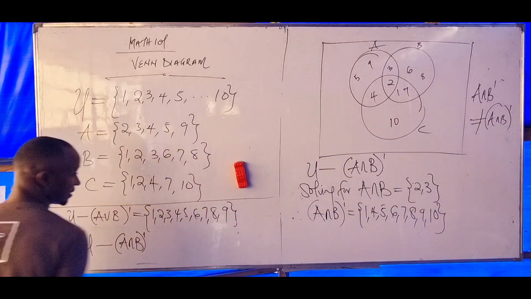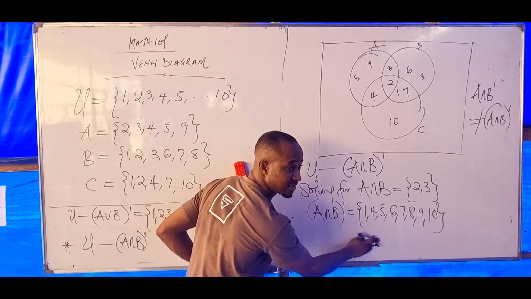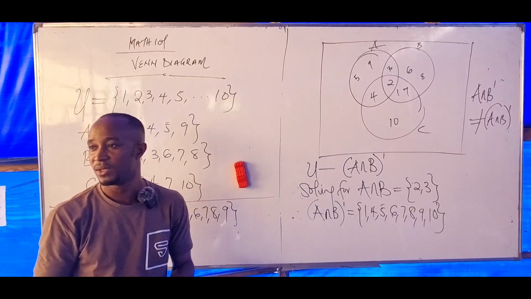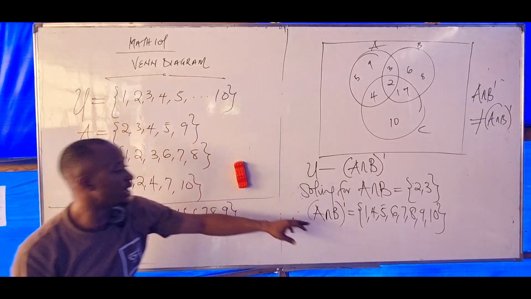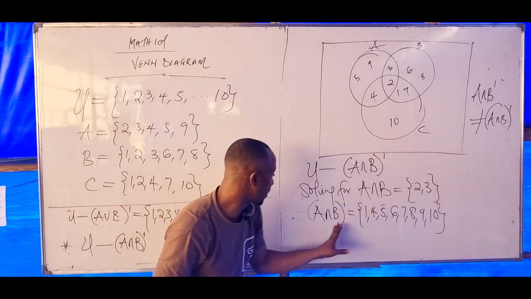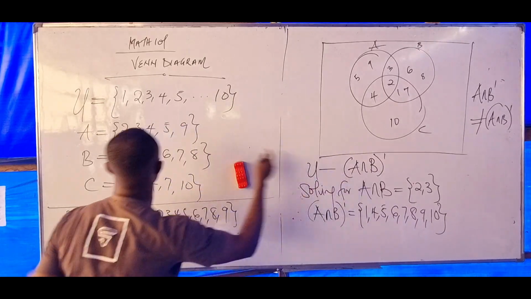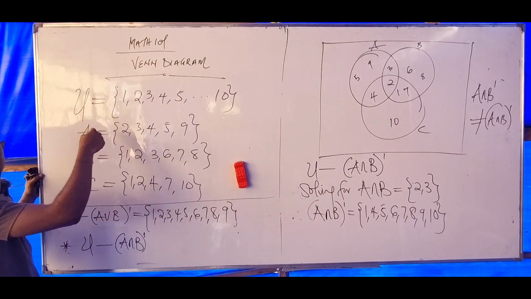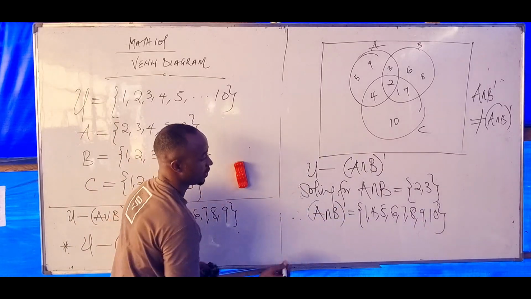So that means that, is that correct? And it's correct now. Those elements you can find in the general set, but not in A intersection B. Meaning, if I'm to remove 2 and 3 from here, what's remaining? Do you understand the concept? You get the concept now? Now, what's the next one?